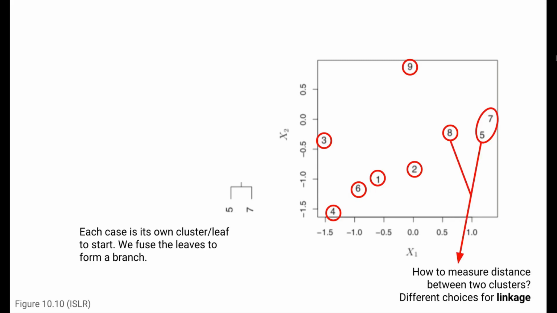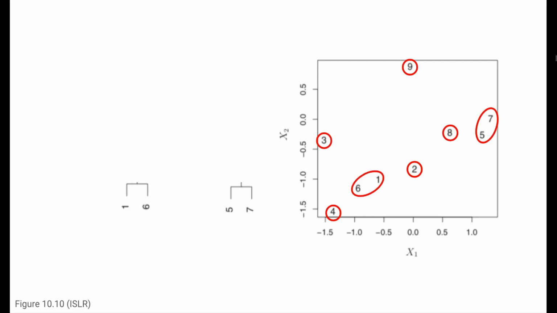In the next step, we again have to compute the distances between all pairs of clusters, but now we have to think about how to measure the distance between clusters when a cluster has more than one case. So there are actually different choices for doing this, and these different ways are called different types of linkage. We'll talk about linkage shortly, but suppose for now that we have a means of computing these distances between clusters. So it turns out that the clusters with the single cases of 1 and 6 end up being closest, so we'll fuse them together.